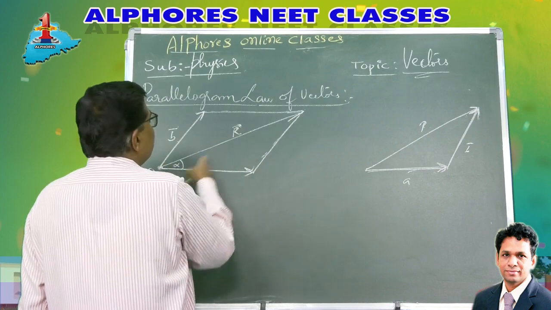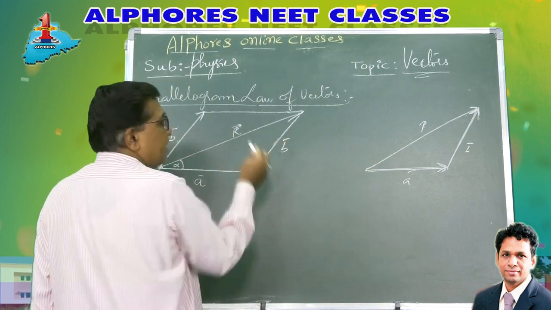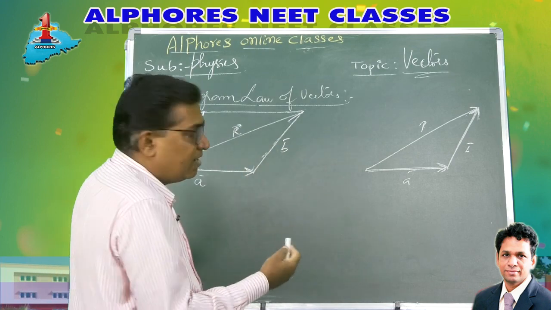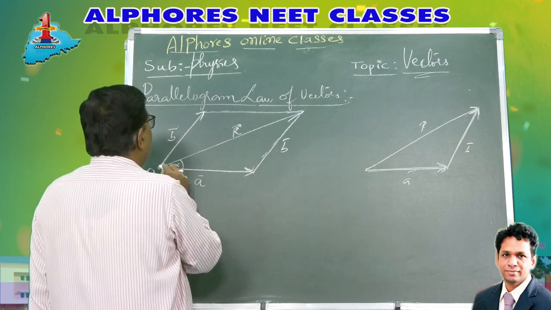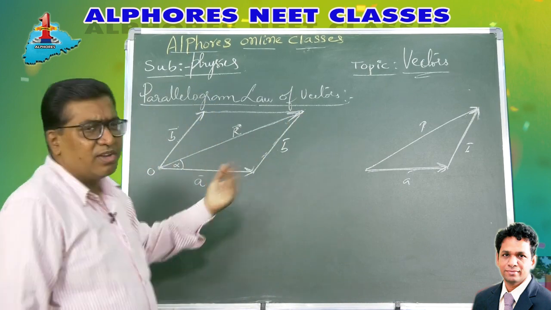You see, if this is A bar, this is B bar. These both are parallel and equal. In a parallelogram, opposite sides are equal and parallel. So if this is B bar, this is B bar. And then this is the third side, the resultant. It is the triangle law itself.